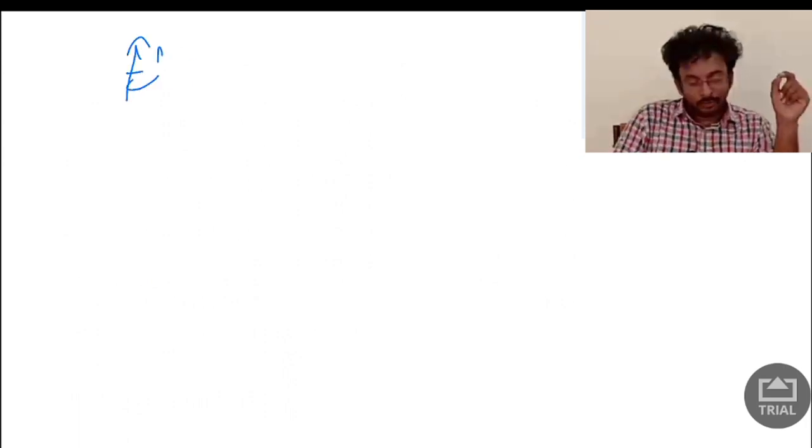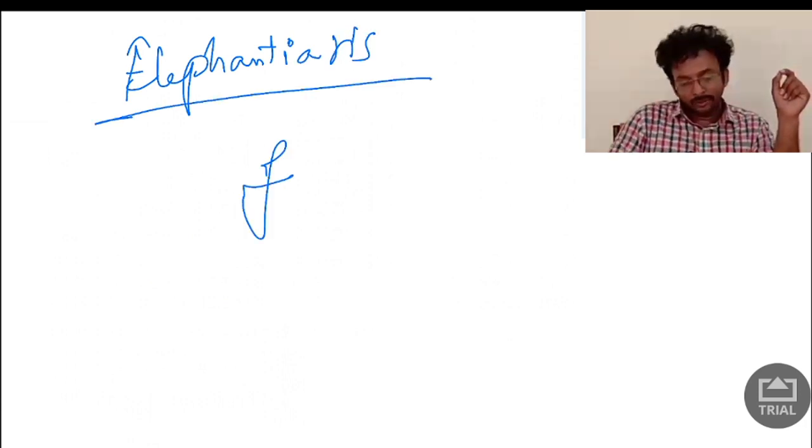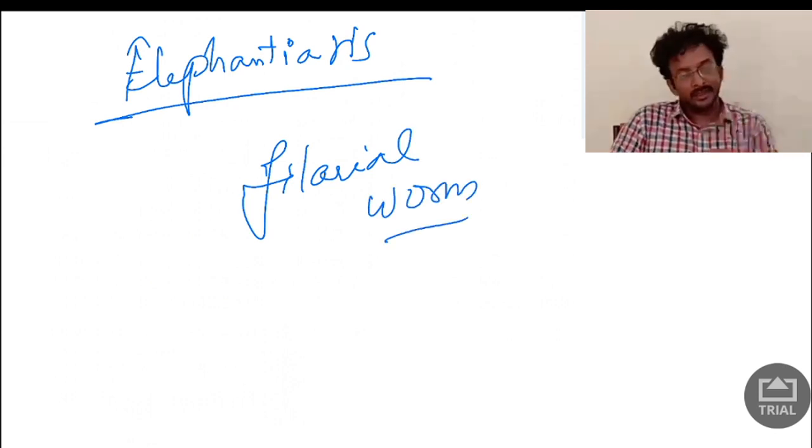Now, some important thing I want to tell you. If there is an inflammation in the lymphatic system, that leads to elephantiasis. Because of what? Filarial elephantiasis, because of the filarial worm. You have to understand this.